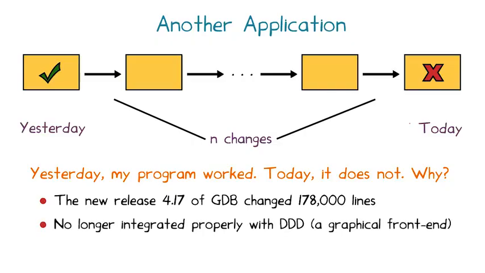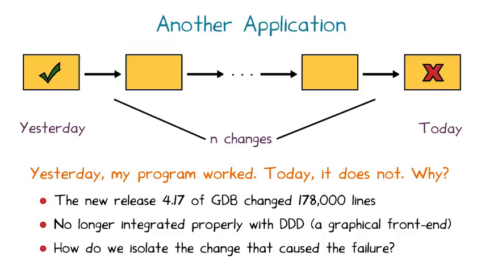After this release, GDB no longer integrated correctly with the Data Display Debugger, or DDD, a common graphical user interface for GDB. How should the GDB maintainers determine which change line or lines among those 178,000 lines is the culprit? The solution is to use the delta debugging minimization algorithm, with the passing input RP being yesterday's code and the failing input RF being today's code. This allows you to pinpoint what specific change is making the code no longer work. Further reading on this topic can be found at the link in the instructor notes.